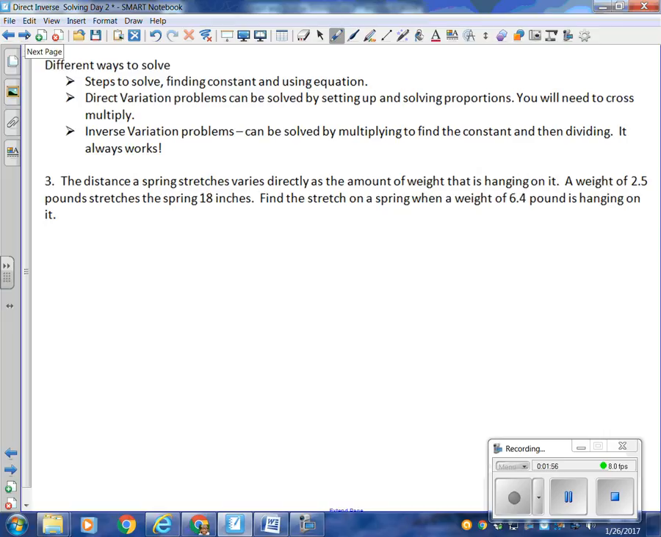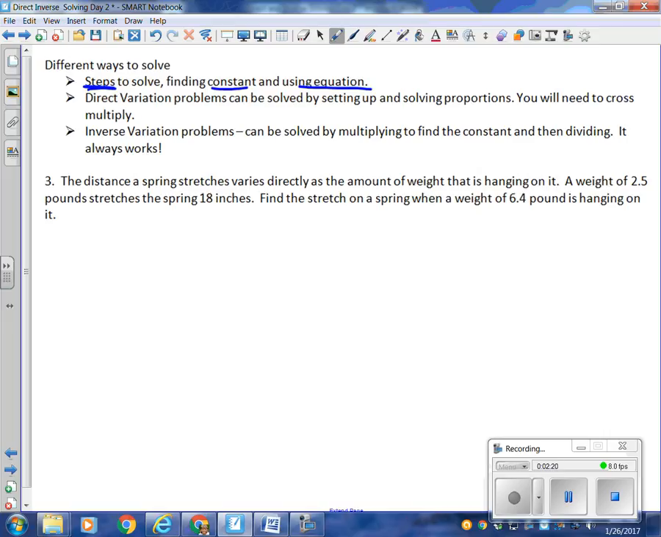Now, I want to talk to you about different ways to solve. Yesterday we did the steps. Okay? Step 1, write the generic equation. Step 2, these are on the front of your board in the room. They're also in your notes. Find constant k. Step 3, put constant k in your equation and use the equation. So we're finding a constant and we're using the equation. That will work every time, all the time. It's very structured. It's very meticulous. It takes you through steps.